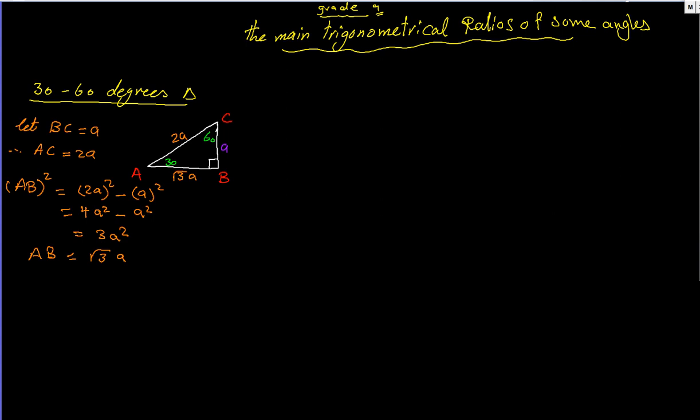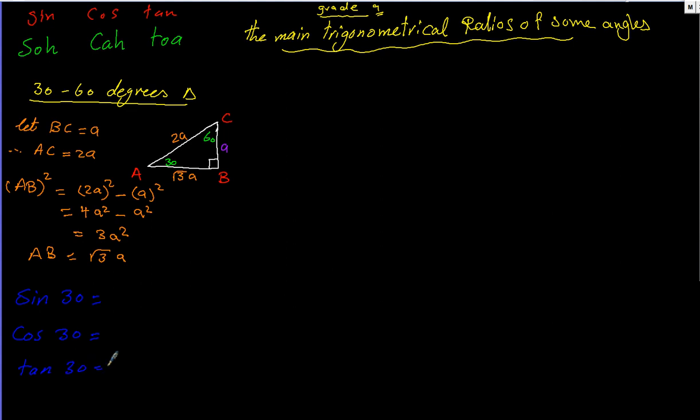Then let's remember what is the meaning of the main trigonometrical ratios. Remember sine, cosine, and tan, and we can get them using SOH, CAH, and TOA. Okay, first one, sine 30, cosine 30, and tan 30.